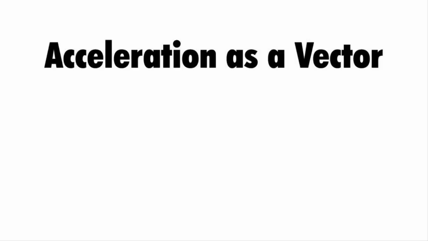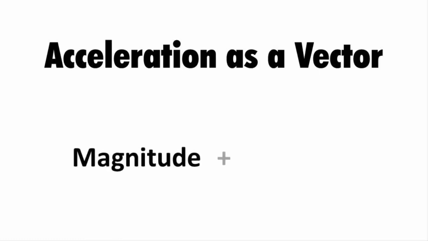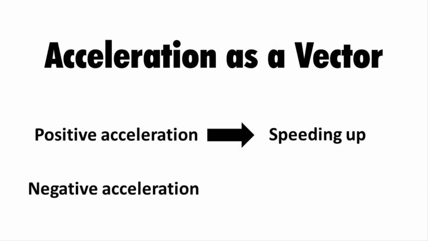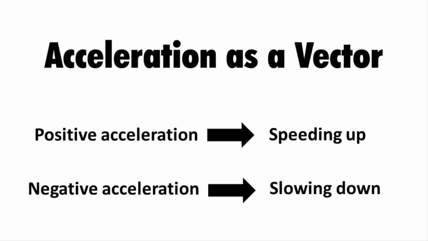Since velocity is a vector and acceleration is derived from velocity, then it follows that acceleration is also a vector. Thus, acceleration must be described in terms of its quantity or the magnitude of the acceleration as well as its direction. If the velocity is increasing, the acceleration is positive and the direction of acceleration is the same as the direction of change in velocity. If the velocity is decreasing, then acceleration is negative. Negative acceleration is also called deceleration.